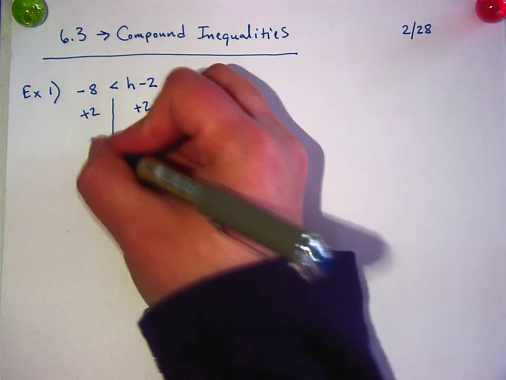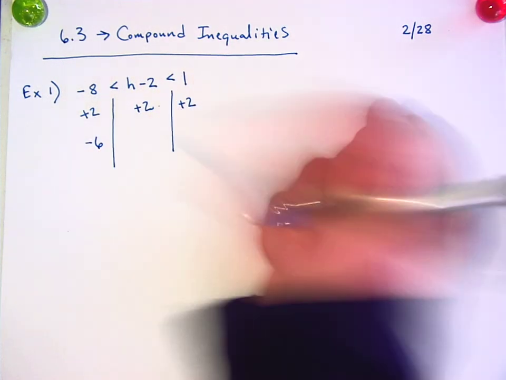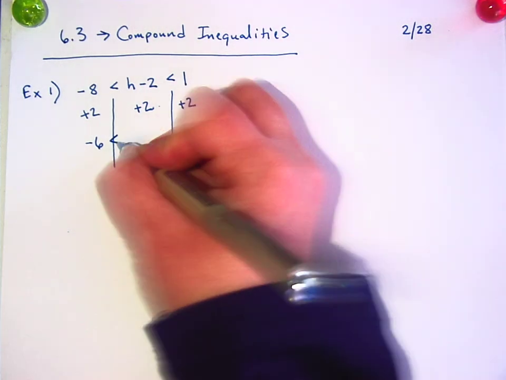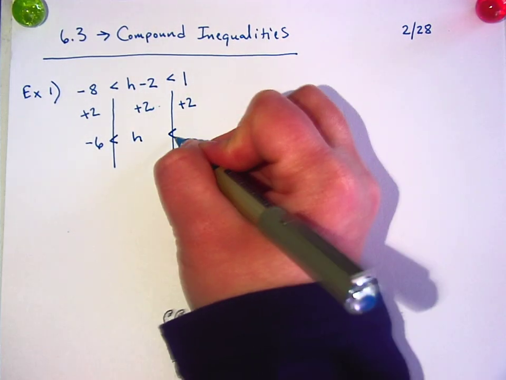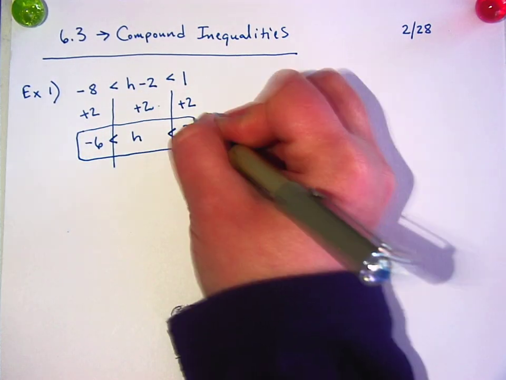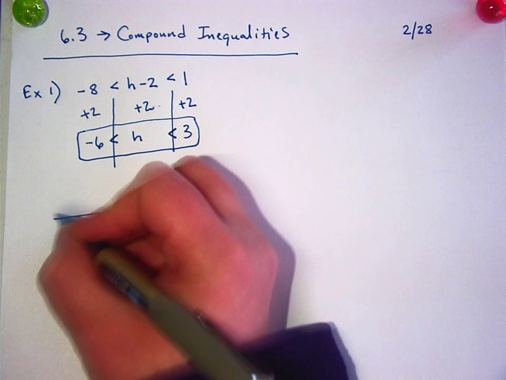-8 plus 2 is -6. Do I have to switch my sign? No. So -6 is less than h is less than 3, and that is my answer right there. And then I'm going to put it on a number line.